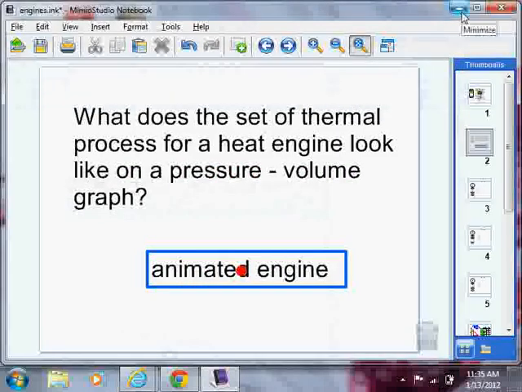So today's lesson is all about the thermal processes for a heat engine and what those thermal processes look like on a pressure volume graph. We're not going to be mapping out a pressure volume graph for a 4-stroke engine. We're going to be looking at a very, very simple engine, but hopefully it'll give us a feel for what the pressure volume graph is supposed to look like.